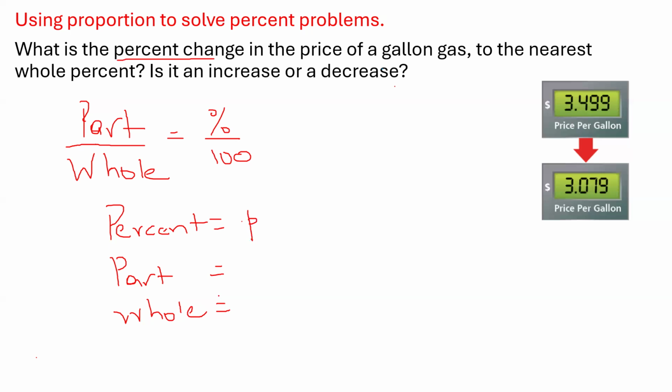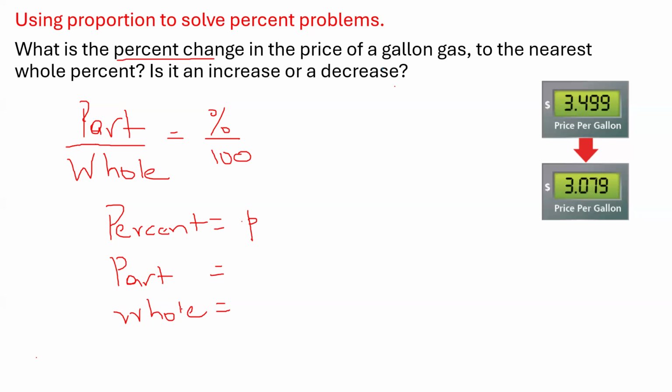The whole. Looking at the picture to the right of our screen, it gives us two quantities. One of the quantities is the original and one is the new. The original quantity says it is $3.499 for the price per gallon of gas. It later changed to 3.079 per gallon. If you look at both of them, you realize that there has been a decrease in the price. Looking at the new price compared to the original price, there has been a decrease.